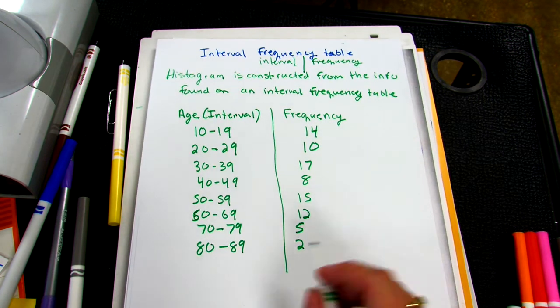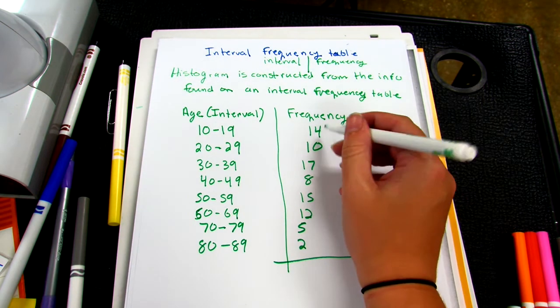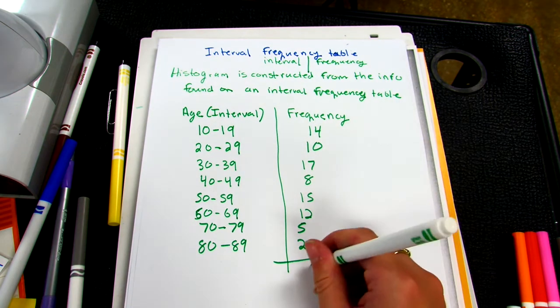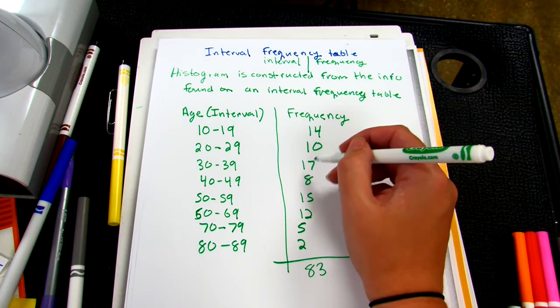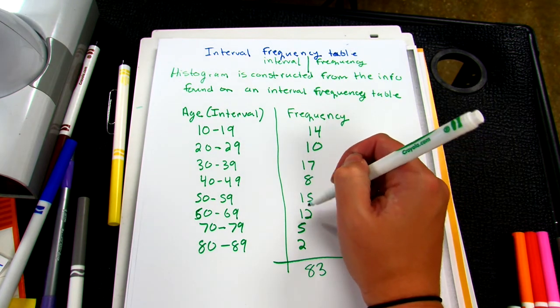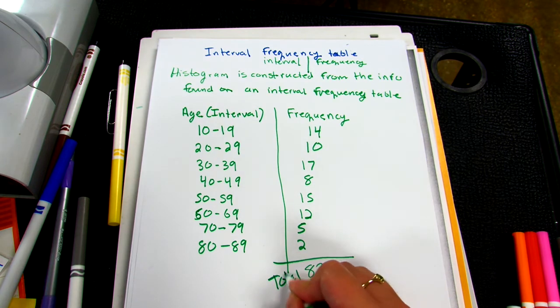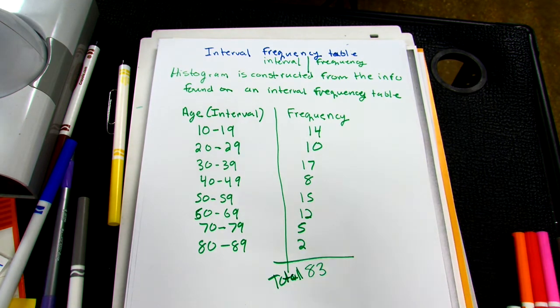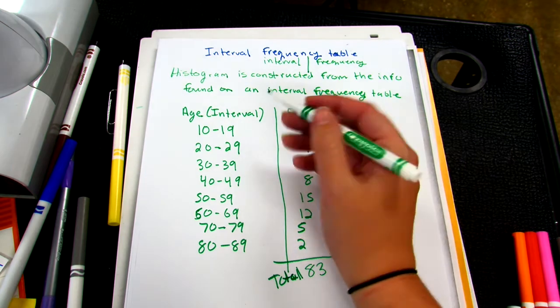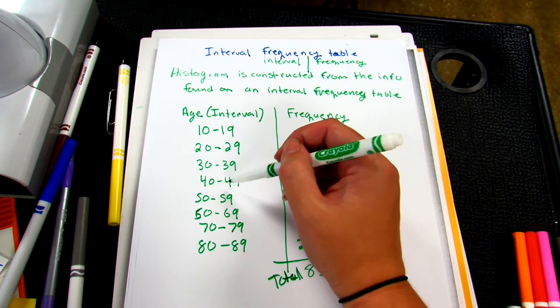So then we have the total, right? The total frequency is 83 if we add those together. 14 plus 10 plus 17 plus 8 plus 15 plus 12 plus 5 plus 2. Our total number of entries is going to be 83. Those entries, though, we don't know what the exact entries are. We just know the intervals of those entries.